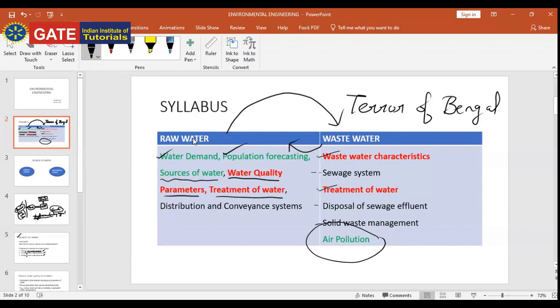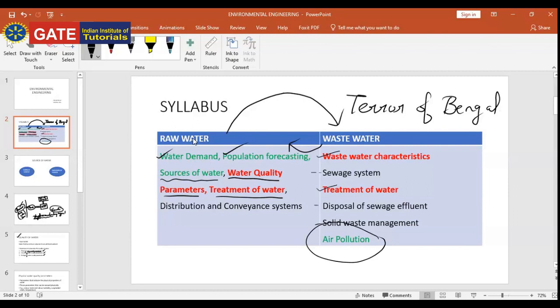So, what is actually water demand? It is the water required for a person in a day for domestic use as well as drinking purposes and all, satisfying all the needs of that person. How much water is required for a person in a day? That is called water demand. We call it per capita demand. So we have to find the water demand of a person or for an area.